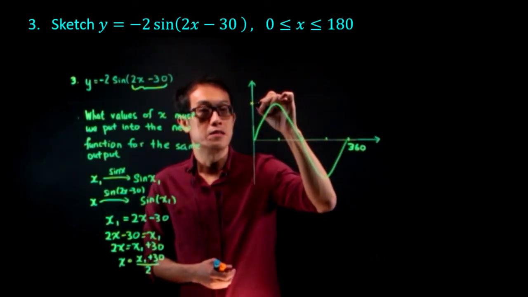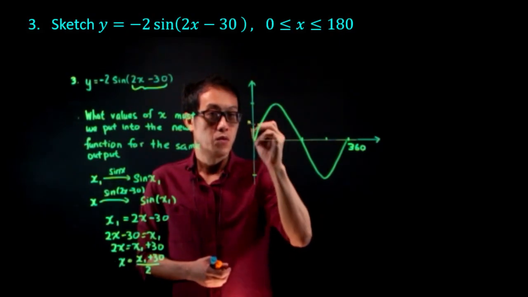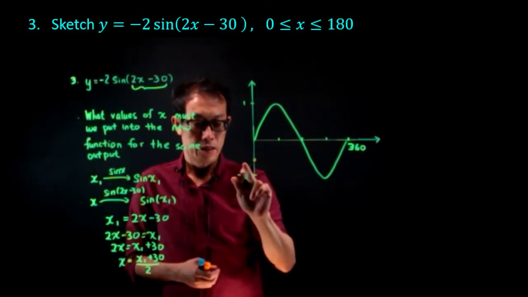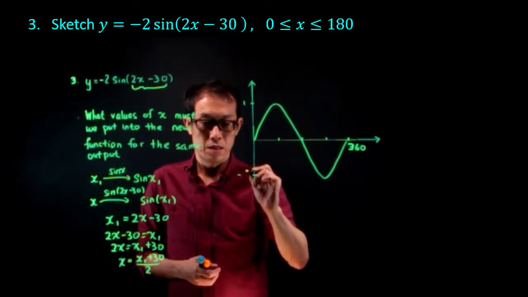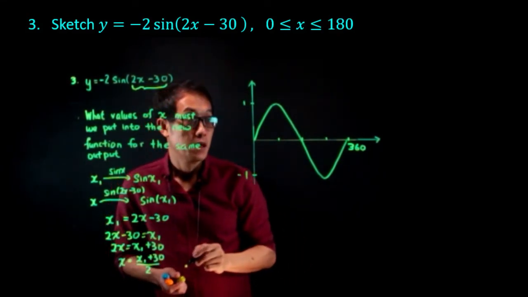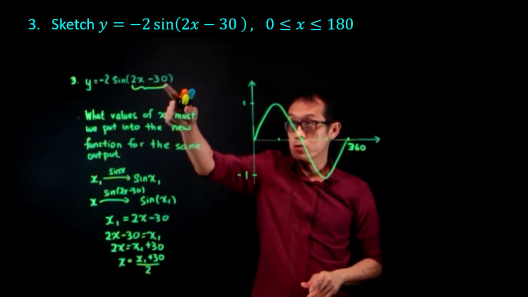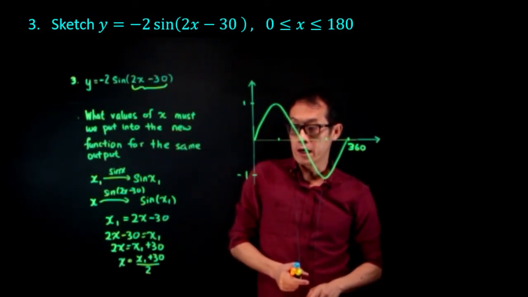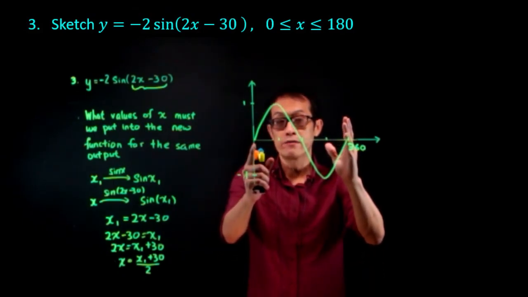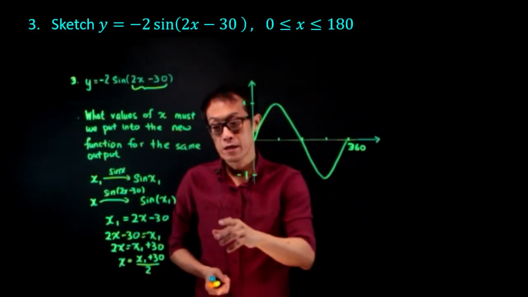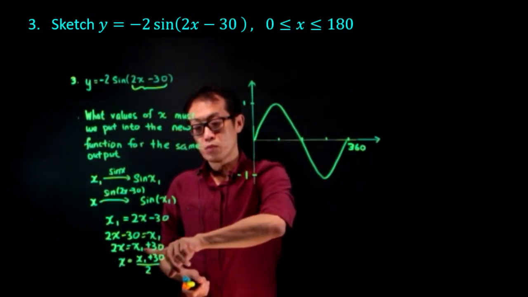All right, this is 1 and minus 1. Okay. Now let's do the minus 30. All right, so we must move the graph to the right by 30. Okay. Now look here, we have to push it to the right.